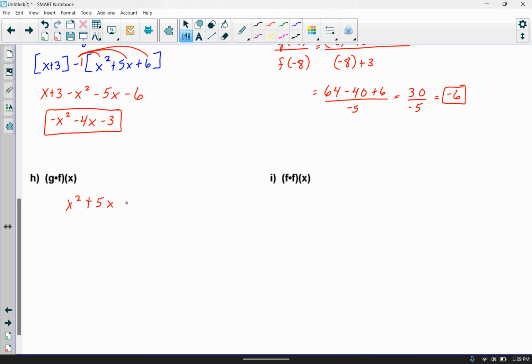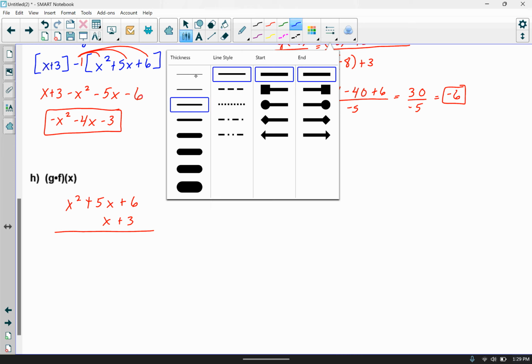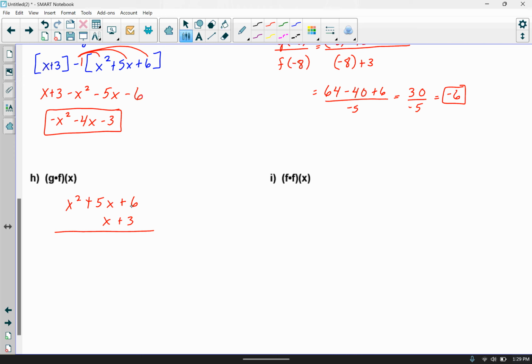So what I do is I always put the larger function on top, smaller one on the bottom. So I'm doing g up top times f down here on the bottom. And like I said, the only advantage of this is that it lines up your like terms. So I'm going to multiply 3 times everything. So 3 times 6, 18. 3 times 5x, 15x. 3 times x squared, 3x squared.